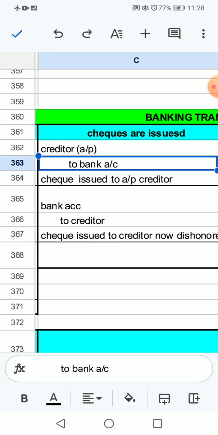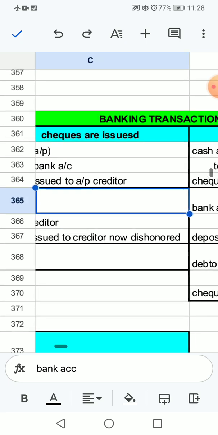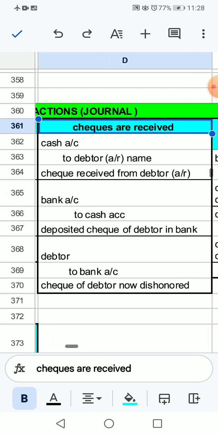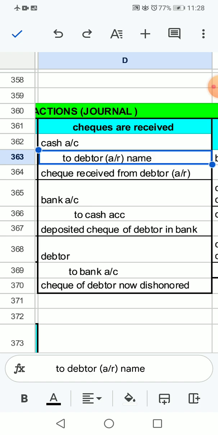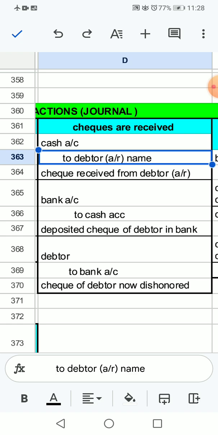When it has been dishonored due to any reason, your bank account will not decrease, so you will cancel the effect. That is why your bank account has been debited. Next, we have seen if you have received a check and you haven't deposited that check into your bank account, until then you will debit cash. And why have you credited your debtor account? Debtor was your asset. After receiving the check, your asset has decreased, so you have credited the debtor's name.